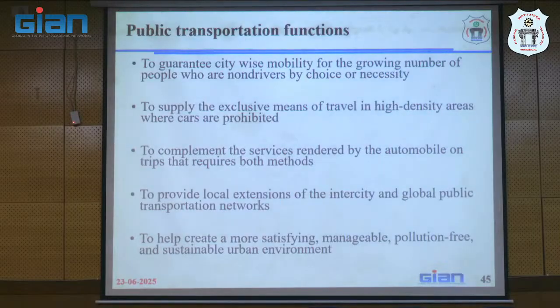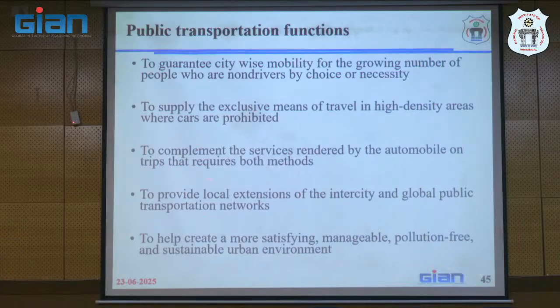So then to guarantee the city-wide mobility for the growing number of people, or the more and more demands, corresponding to the supply of the exclusive means of travel, the high density areas where the car oriented cities or car oriented areas are, that need to be focused as the transit oriented cases.